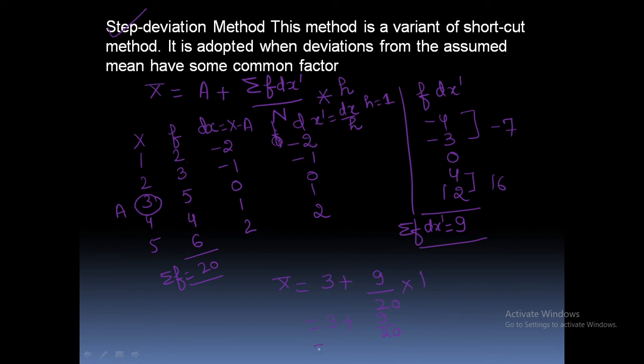Now you can take LCM 20. 20 times 3 is 60. 60 plus 9, 69 over 20. Now you can divide 69 by 20. 20 times 3 is 60, remainder 9. Now take a 0. 20 times 4 is 80, remainder 10. Again take a 0. 20 times 5 is 100. Now you can see the result is 3.45, the arithmetic mean by step division method.